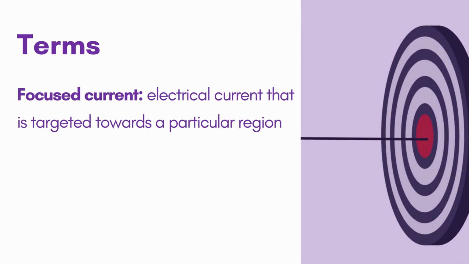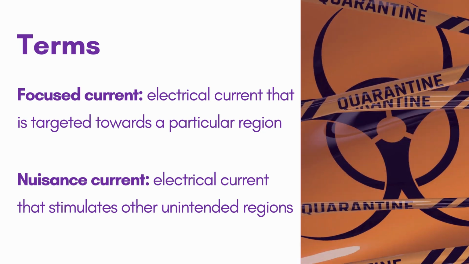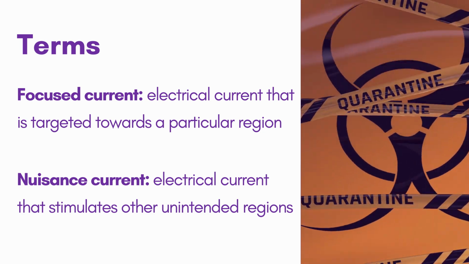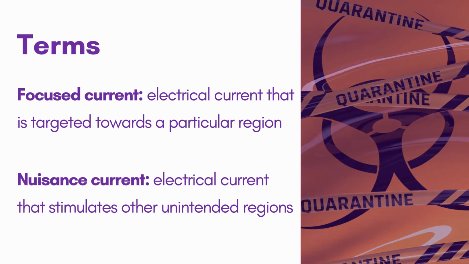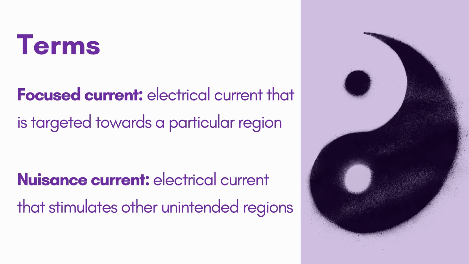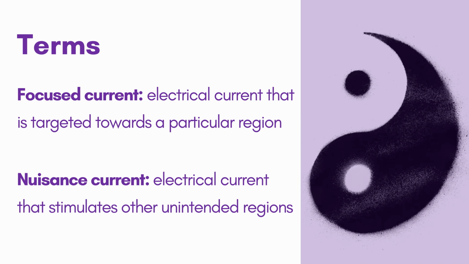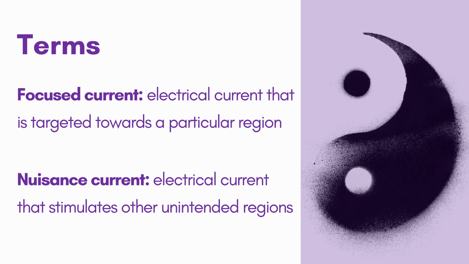Focused current refers to the electrical current that is specifically targeted towards a particular region of the brain. Nuisance current is the electrical current that is not focused on the desired target region and may stimulate other unintended regions of the brain. The optimization process aims to maximize focused current in the target region while minimizing nuisance current in non-target regions, ensuring effective stimulation and minimizing side effects.